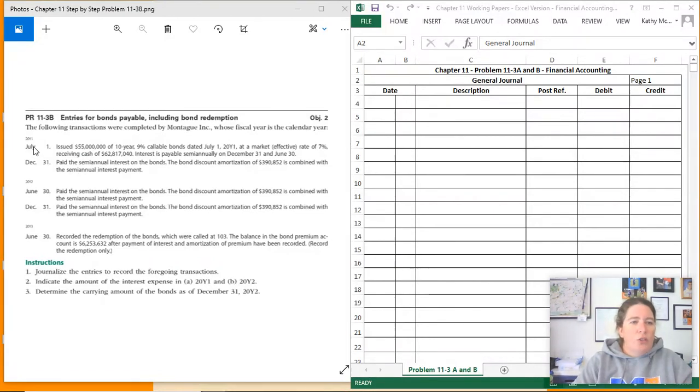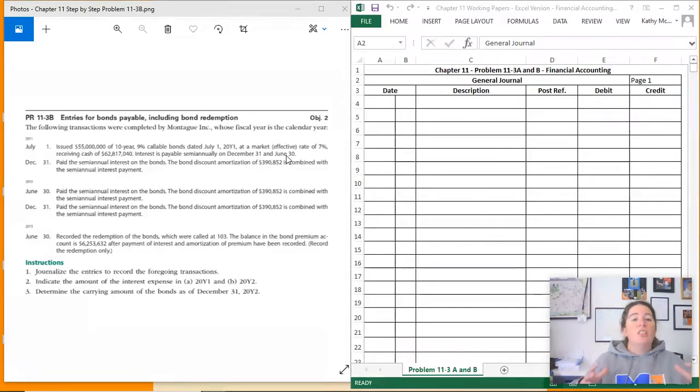year. And the first one is year 2021, issued $55 million of a 10-year 9% callable bond dated July 1st of 2021 at a market or effective rate of 7%, receiving cash of $62,817,040. Interest is paid semi-annually on December 31st and June 30th.